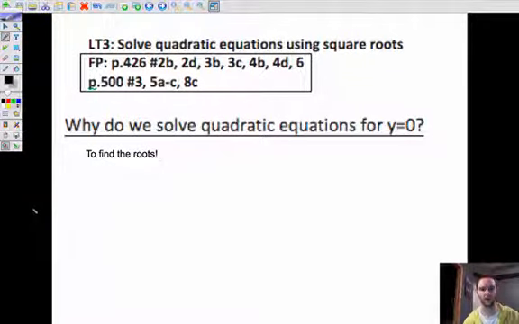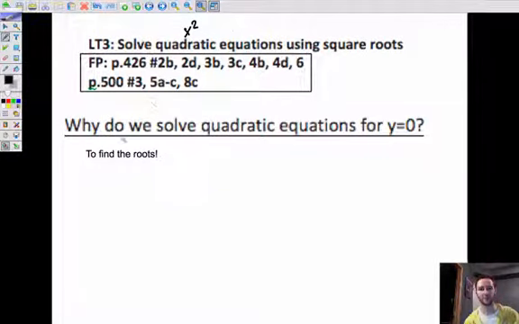All right, LT3. In this learning target and the next few, we're going to be talking about different ways to solve a quadratic equation. A quadratic equation is anything that has an x squared in it as the highest term. So no x to the third or anything like that, just x squared and then other stuff.